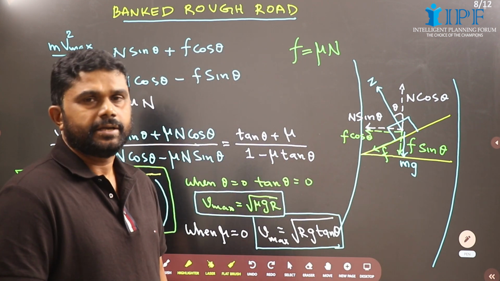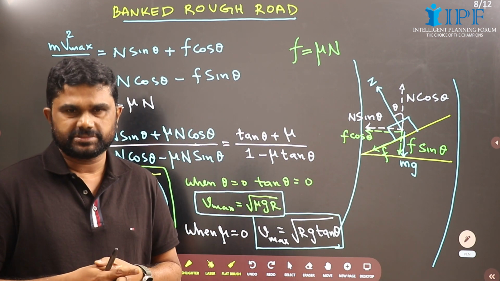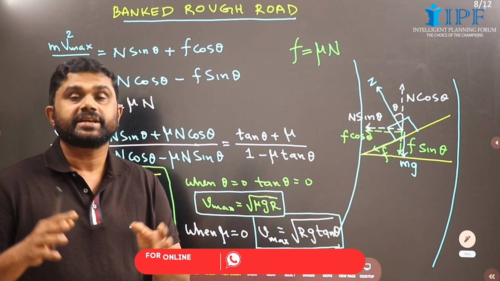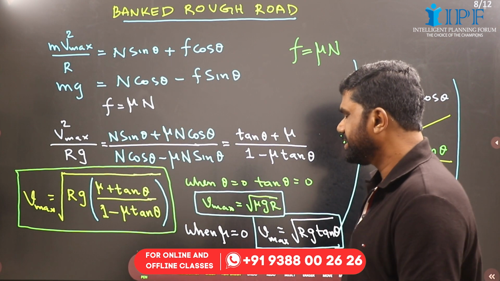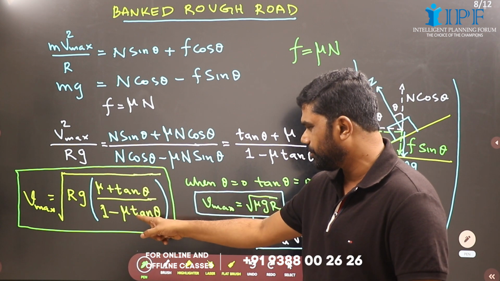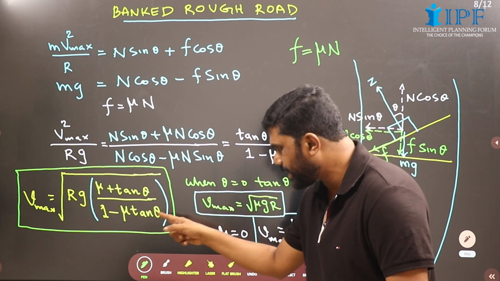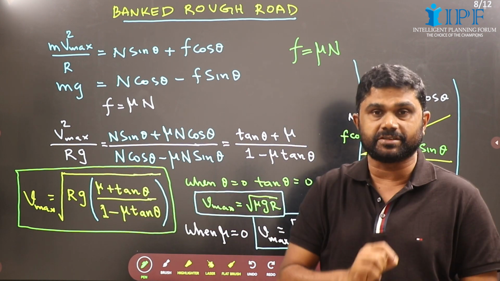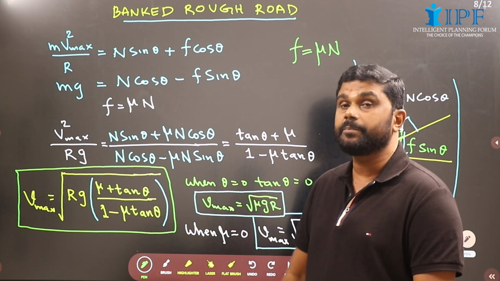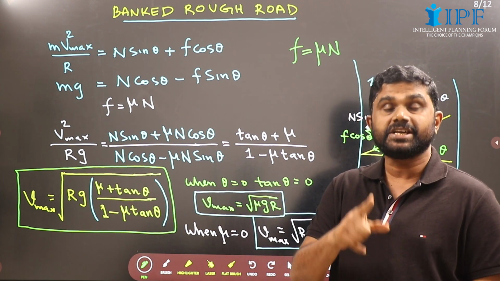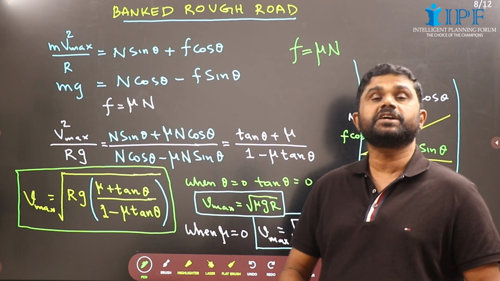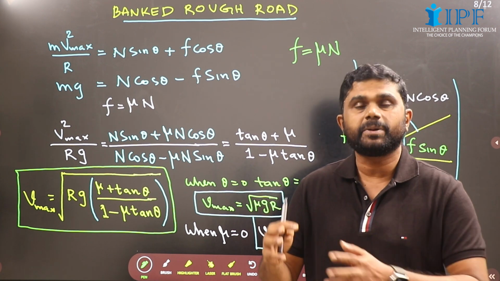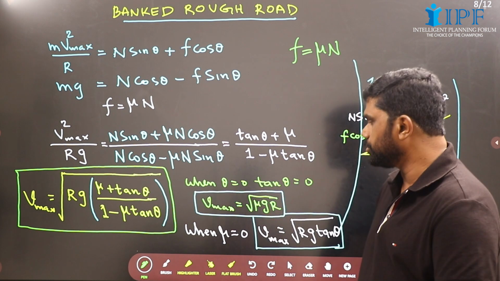Now see, if there is no banking, θ = 0, so tanθ = 0. Then what would be the maximum speed? With tanθ = 0, this term will be 0, this term will be 0, and within the bracket only μ remains. So the maximum speed will be √(μrg). See, this is what we got in the first case. Now if there is banking but there is no friction, meaning μ = 0.